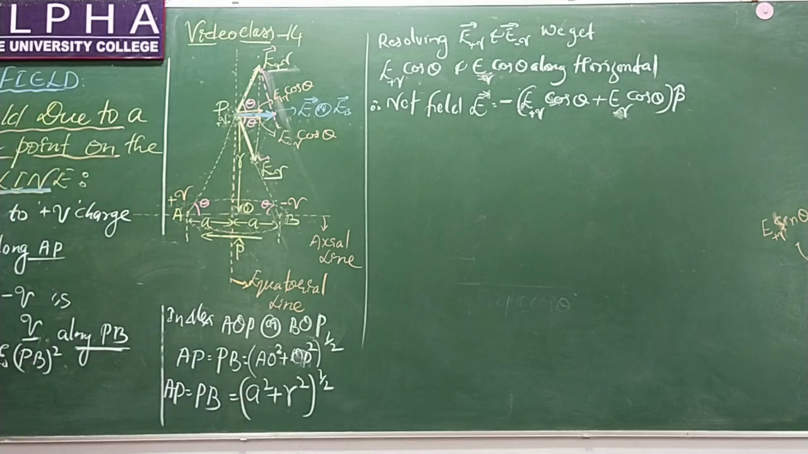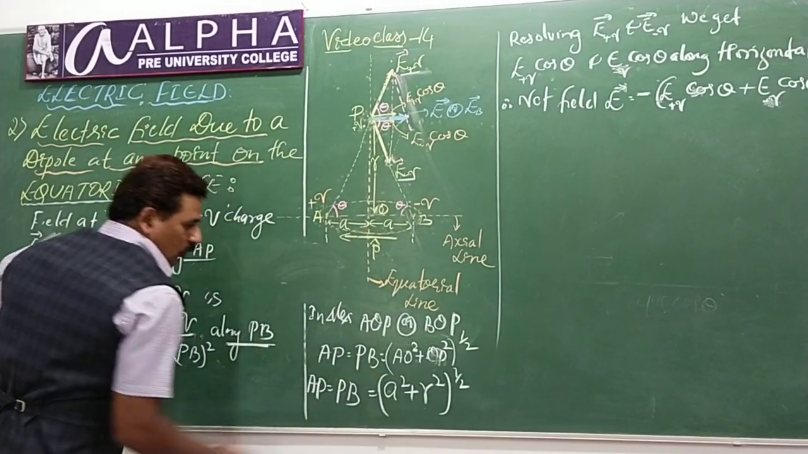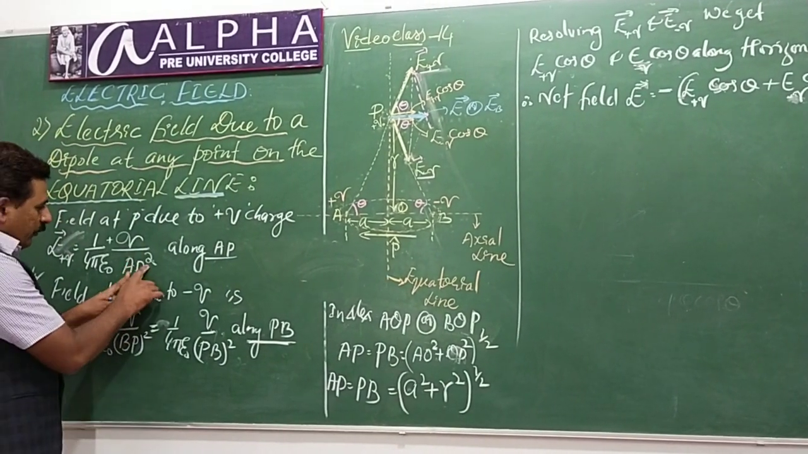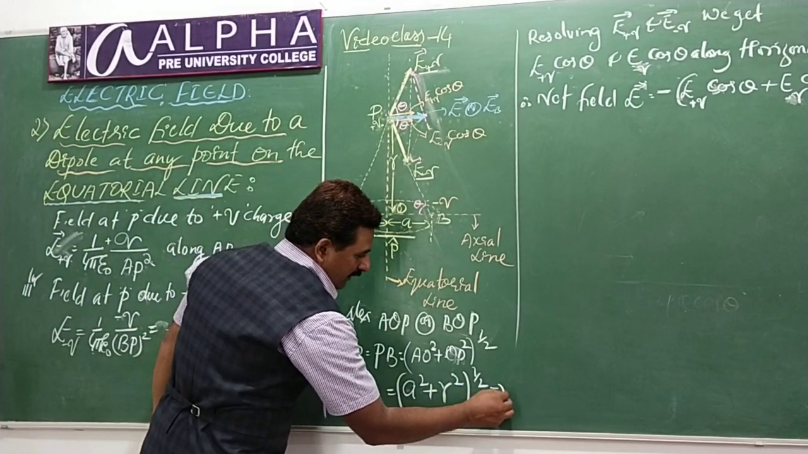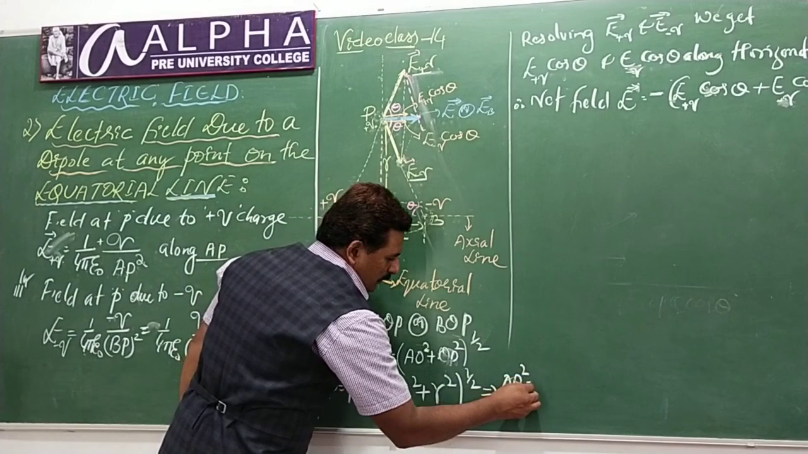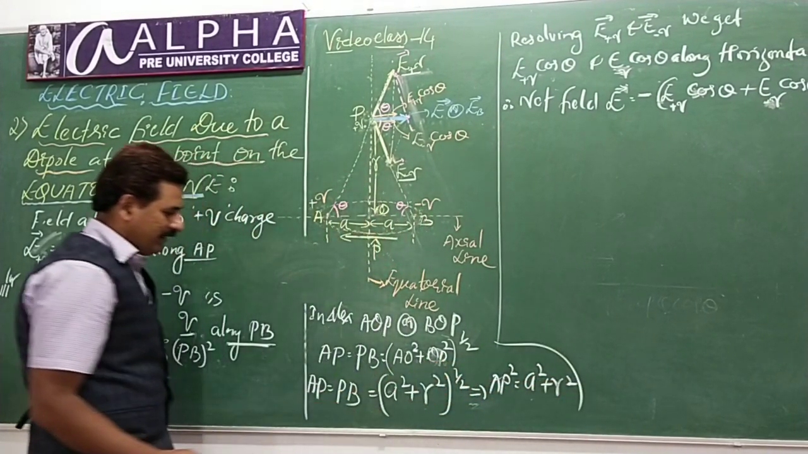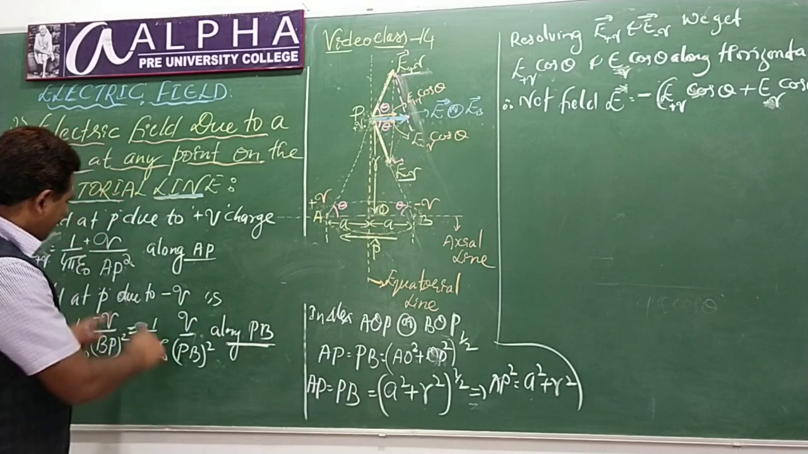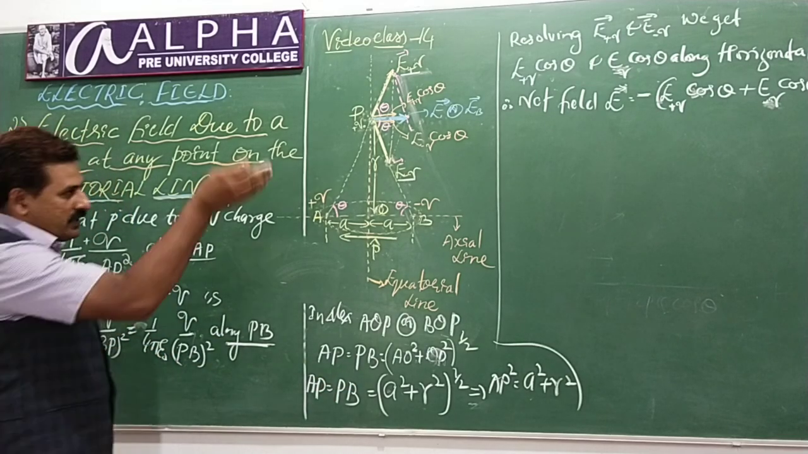What is the value of E plus Q, E minus Q? Look here. I can straight away write AP squared equals A squared plus R squared, whole to the power half. Since it is squared, if I square it, what do I write? For square, AP squared equals A squared plus R squared, that's it. So I can write the values of E plus Q, E minus Q straight away.